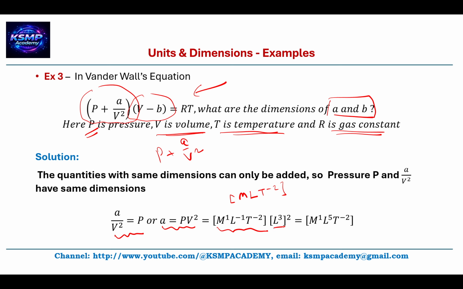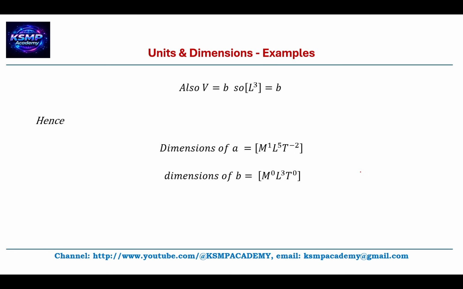This is volume. So for volume we have L cube, so it is squared. So it is giving you this value, that is ML5 T minus 2. So from this knowledge we have the dimension of A. This is for A. So with the principle of homogeneity we have seen the dimension of A. Now for volume again the same principle, that is V equal to B. So for volume we know it is L cube. So B is coming out to be L cube.